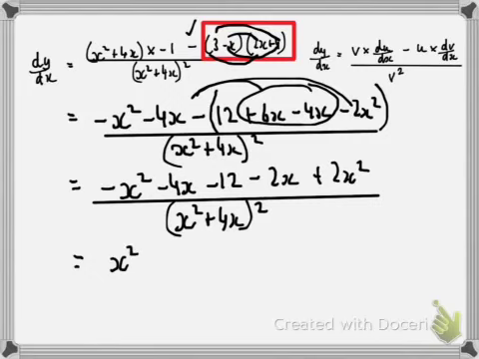We've got negative 4x minus another 2x. Okay, that's negative 6x squared. Negative 6x. And we've got only the one number there, minus 12, over.